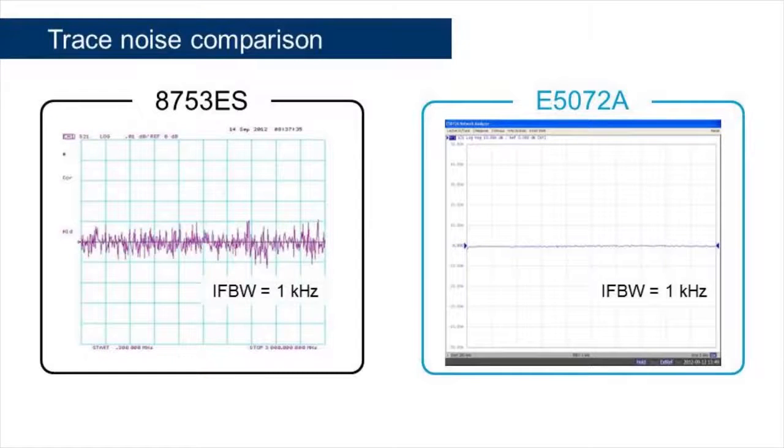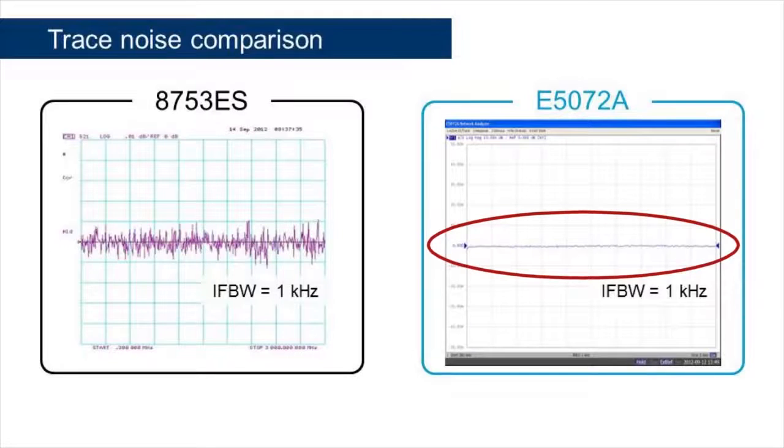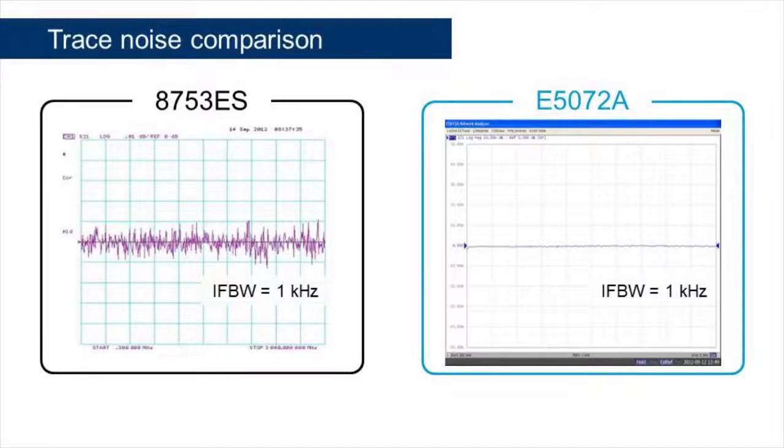When you set the same IF bandwidth, you can clearly see the ENA has better performance of the trace noise. You can improve test quality, especially when you are measuring low-loss devices such as connectors, cables, or passband of filters. When you have lower trace noise with the analyzer, that means you can see small signals. Or you can set the wider IF bandwidth for faster measurements. Wider IF bandwidth corresponds to the faster sweep speeds, so you can increase the measurement throughput by using the analyzer with better trace noise. This reduces the cost of tests in high-volume production lines.